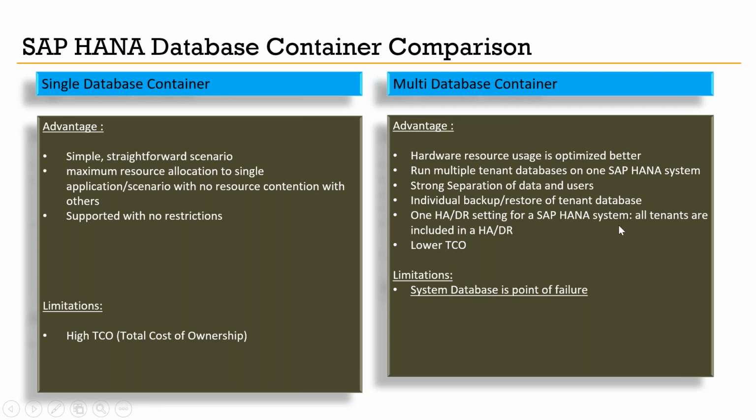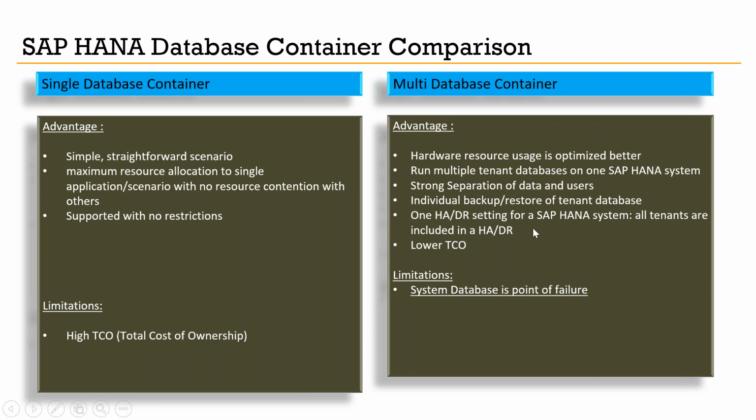One HADR setting for the system DB, and all tenants are included in the HADR. So when you configure the HA or the DR for your HANA 2.0, we configure the HADR for the system DB. Once your system DB is configured for HADR, by default all your tenants will be part of the HA and the DR.